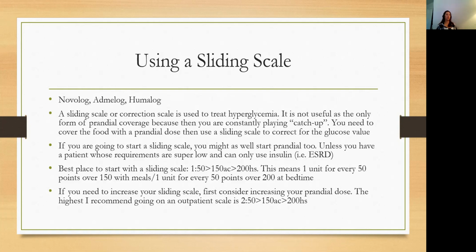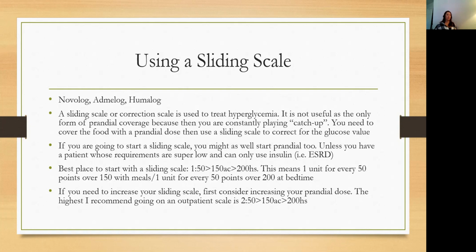So basically what this means is when they check their blood sugar before breakfast, lunch, and dinner, if it's over 150, they're going to give themselves 1 unit on top of their prandial dose. So let's say their prandial dose is 3 units with meals and their blood sugar is 152, they'd give themselves 4 units. If you start your scale at 150 and it goes by 50 points, then your next increment is going to be starting at 200. So at 200, they'll give themselves 2 units, and then 250, 3 units, 300, 4 units, if that makes sense.